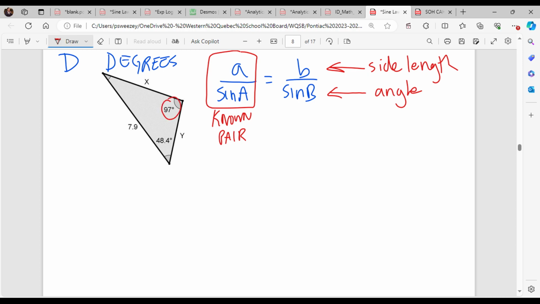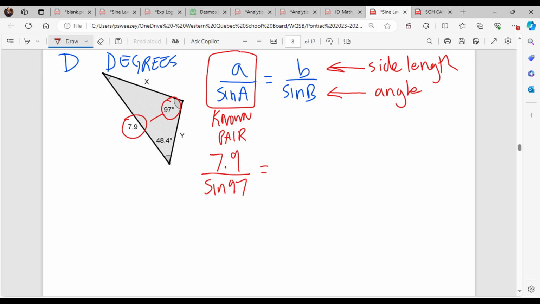So this 97 and that 7.9 are both known measurements, okay? And one is across from the other. Those two have a relationship. They are our known pair. So side length goes on top, angle goes on the bottom. Okay?